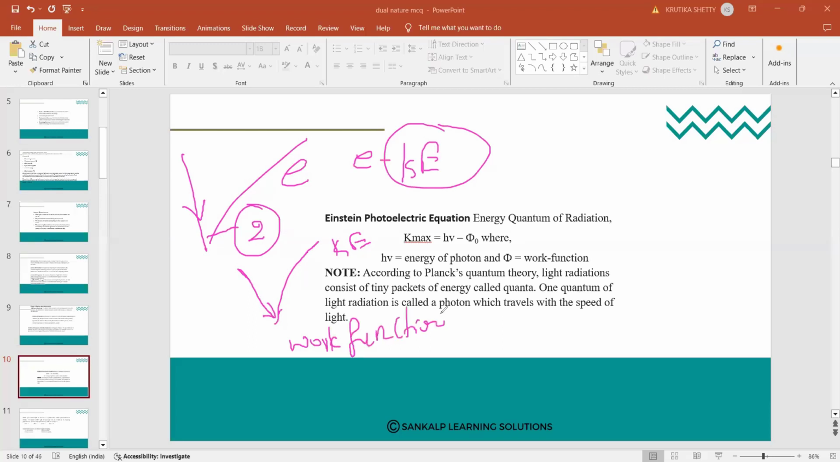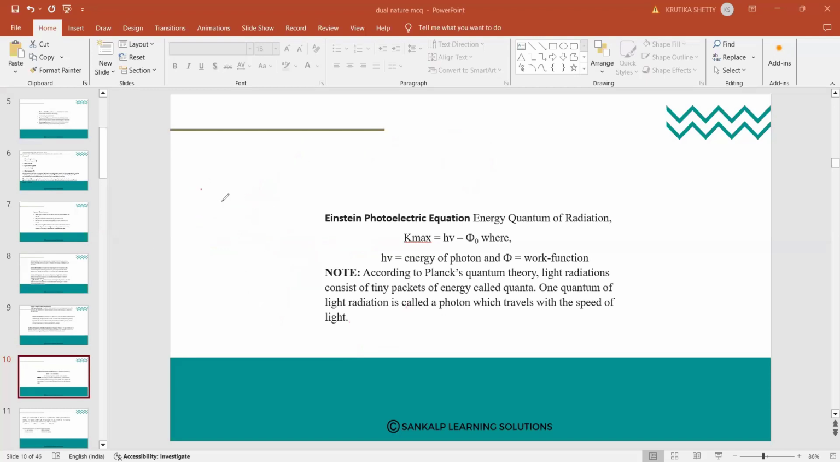So what is that? Here what we said, the minimum energy is required for the electron to come out of the metal surface. Okay, then where does this minimum energy come from? That is given by the photon itself.